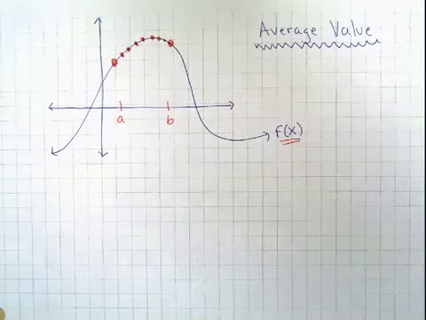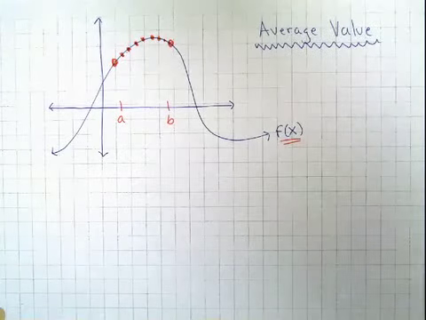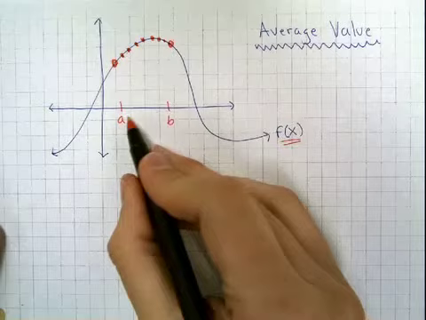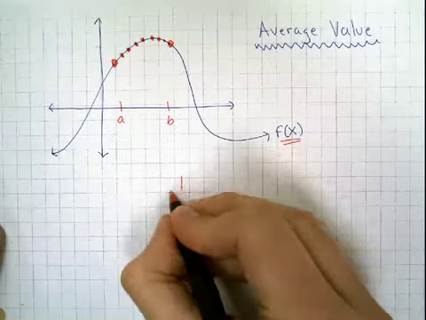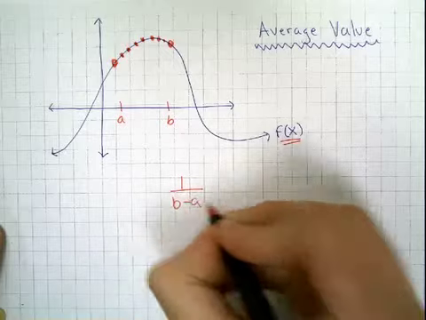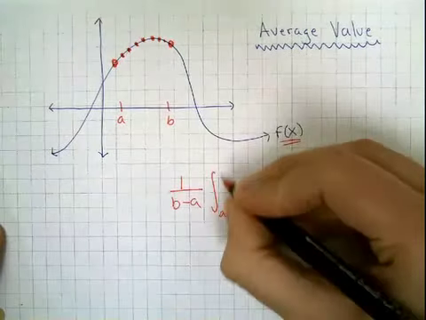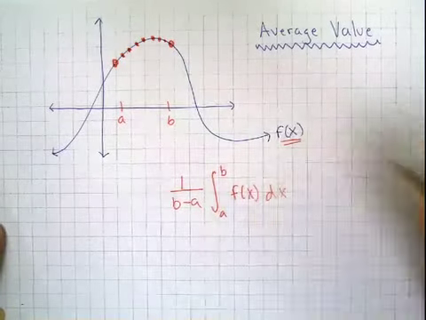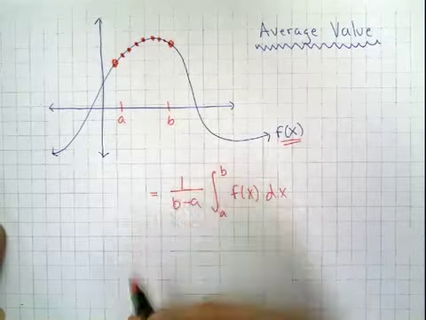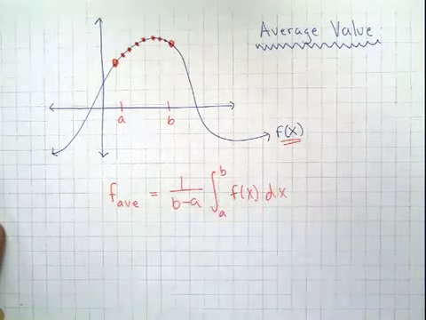If I want to add up all those points, I can use an integral to do it. And here's what I'm going to do. I'm going to average from a to b. So there's kind of a formula. You're going to take 1 divided by b minus a, and then you're going to times it by the integral from a to b of this function f of x dx. And this is the formula for calculating the average value. We call it f_av, f sub av for average value.